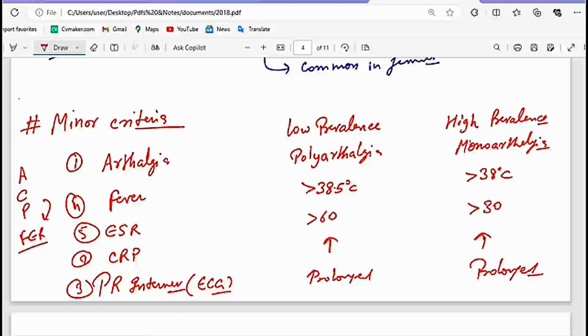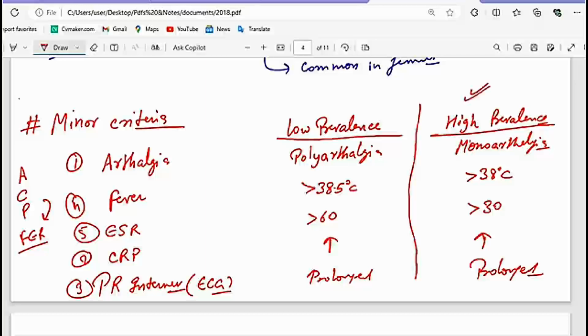They all are the minor criteria, and there is a difference between the low prevalence area and the high prevalence area. If it is not mentioned whether it is low prevalence or high prevalence, then assume that they are talking about the high prevalence area.